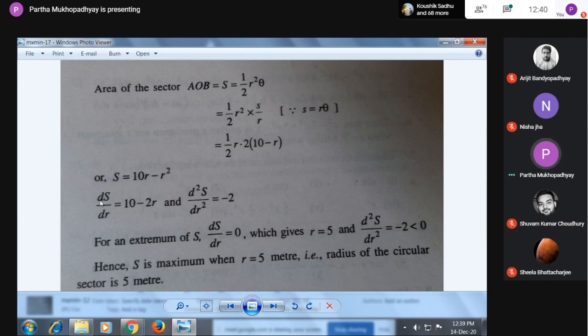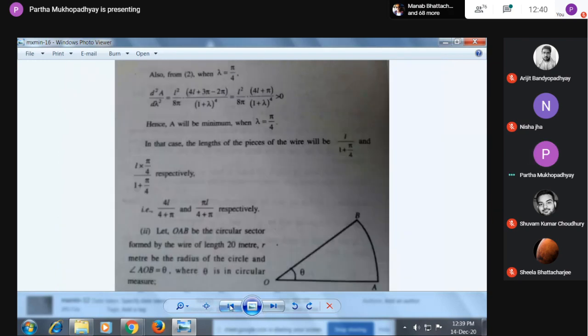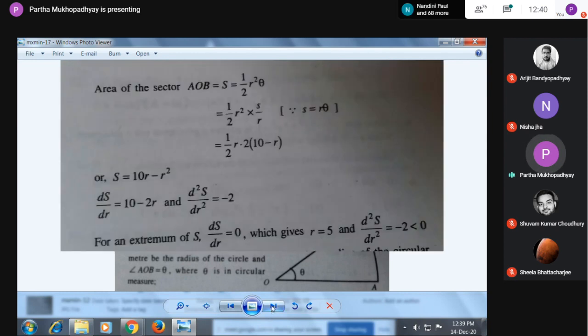So dS by dr is equal to 10 minus 2r, and solving this we get r is equal to 5. And d2S by dr2 is equal to minus 2, which is always less than 0, so there will be only a maximum, no minimum value. Because if I take this radius longer and longer and AB smaller and smaller, the area will tend to 0. So there is no minimum value, only maximum value.